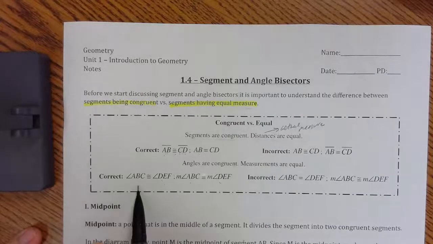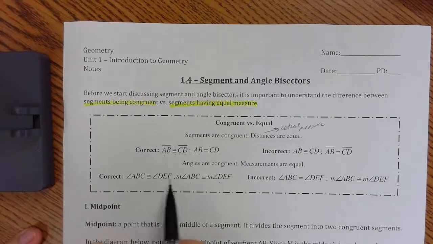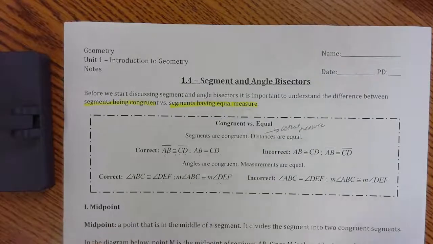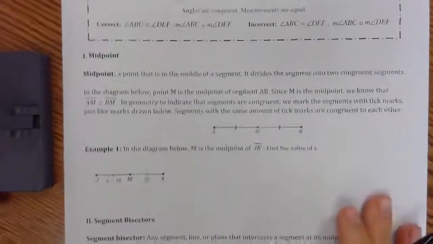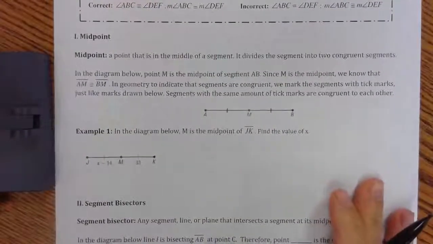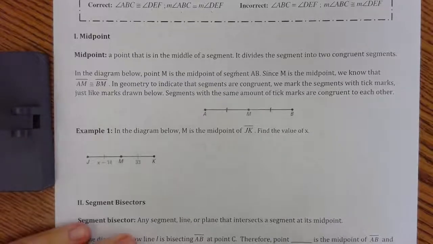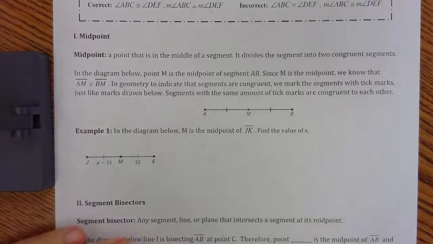Same thing for an angle. We can say angle ABC is congruent to angle DEF, and the measures of them are equal. So measures are equal. And so let's talk a little bit about something called midpoint. Midpoint is a point that is in the middle of a segment. Hint, mid, right? Midpoint. It divides the segment into two congruent segments.